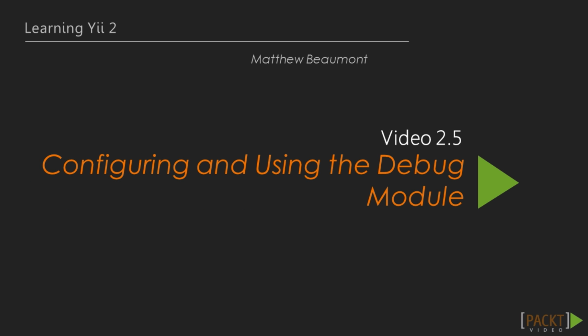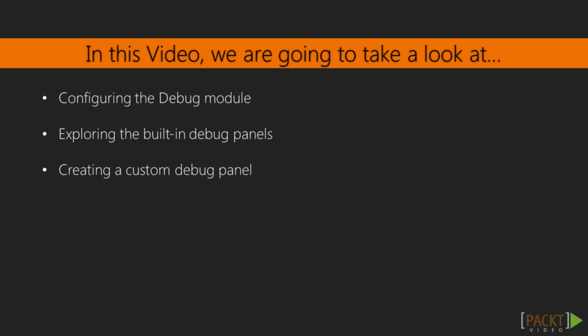Hi, this is the 5th video of the second section, configuring and using the debug module. In our last several videos, we learned how to generate models, views, and controllers using Gii, which is Yii's code scaffolding tool. Now, we'll look at another of Yii's development tools, the debug module. Much like Gii, the debug module needs to be configured before use, and we'll learn just how to do that. Then, we'll take a look at some of its features. Finally, we'll learn how to create our own custom panel.